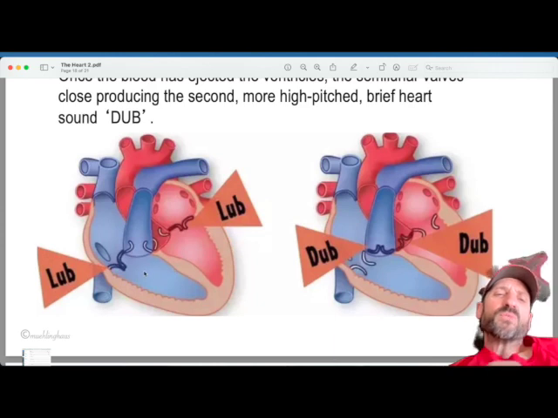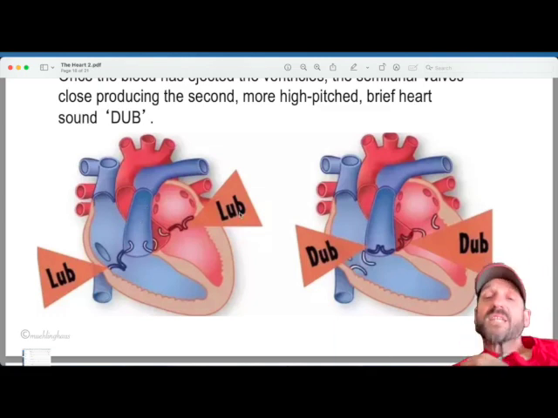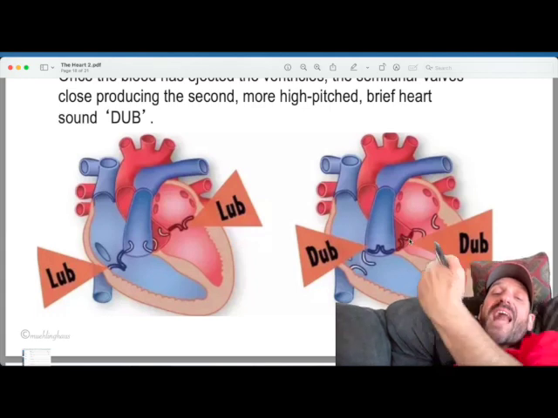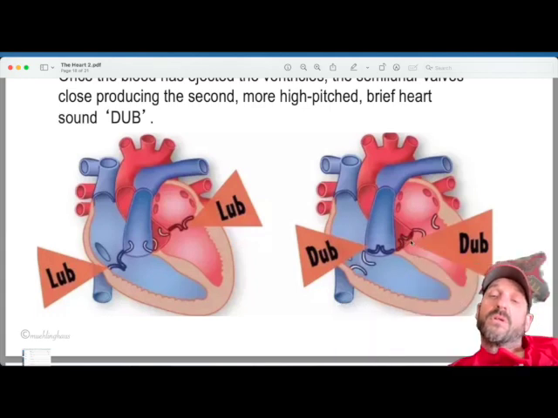The blood here is blue, so the blue indicates no oxygen. When it has no oxygen, it's got to go to the lungs to get refilled with oxygen. So that's here, and then this is the pulmonary trunk. And then a second set of valves makes the dub sound. And that's when the blood does get squeezed out, and then the heart relaxes afterwards.